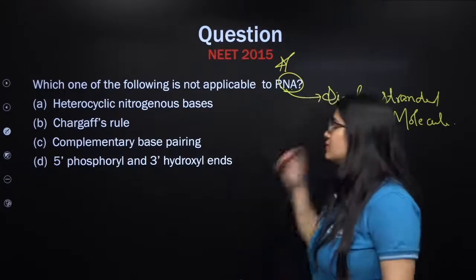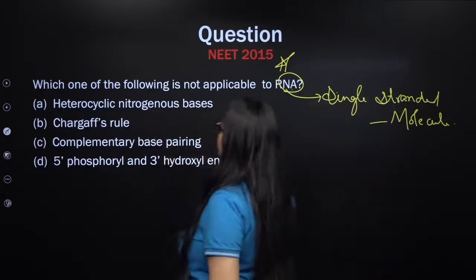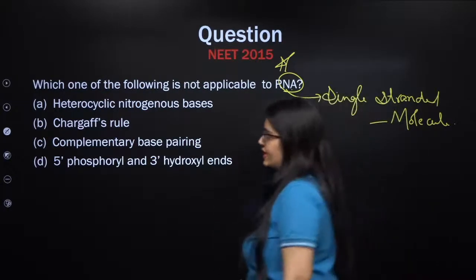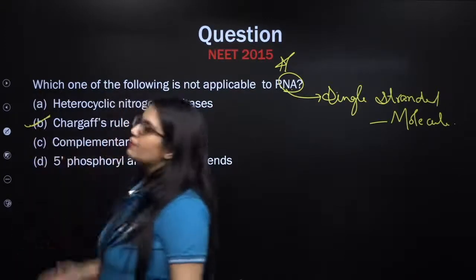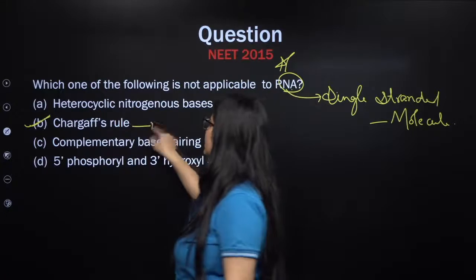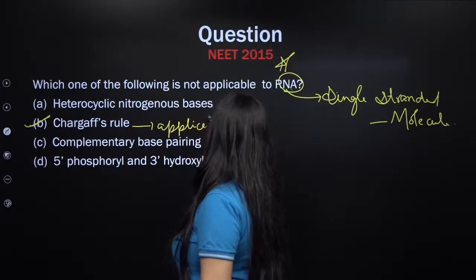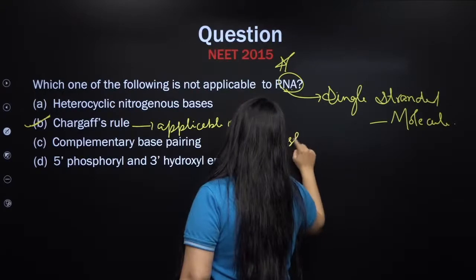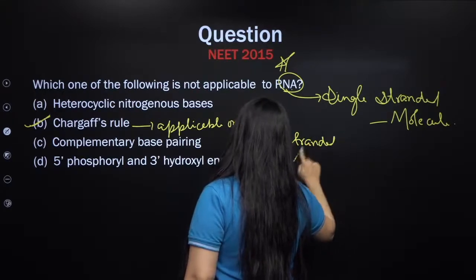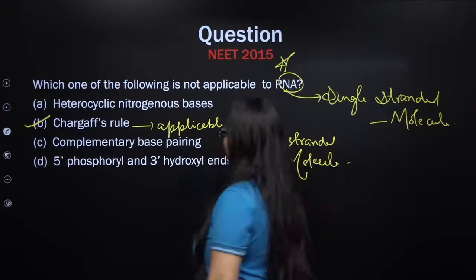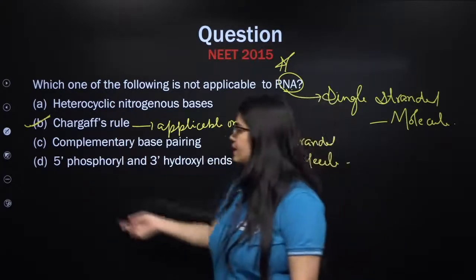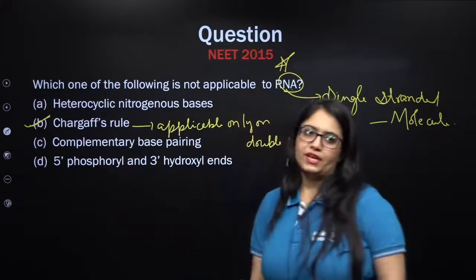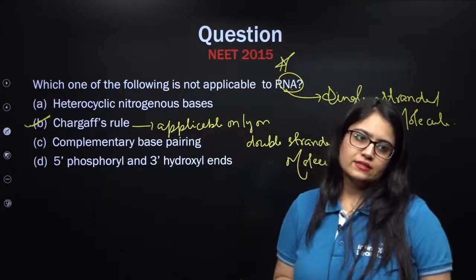Okay, then let me help you out. RNA definitely has heterocyclic nitrogen bases like adenine, guanine, cytosine, uracil. Chargaff's rule, yes, that's the point. Chargaff's rule is not applicable on RNA because it is applicable only on double stranded molecules. The complementary base pairing rule is applicable on RNA. At the 5' end of RNA there is a phosphoryl, and at the 3' end there is a hydroxyl. So only Chargaff's rule is not applicable because RNA is single stranded. Excellent, Savita, excellent.